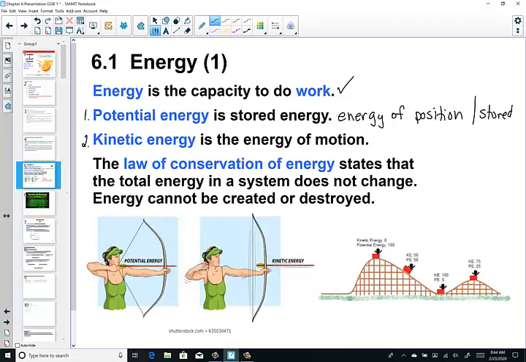The law of conservation of energy says the total energy in a system does not change. Energy is conserved. Energy can change from one form to another.